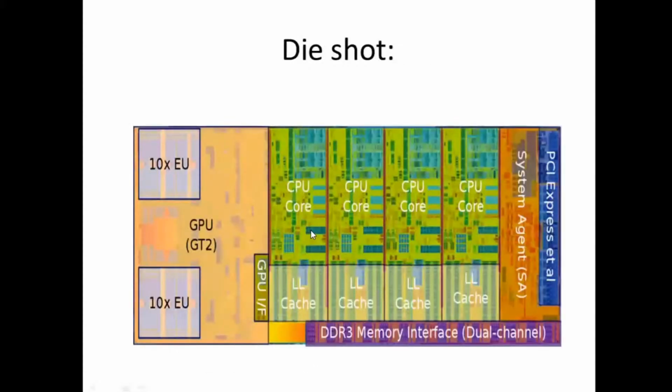We can see the various cores of the processor, the cache memory and the GPU. It is the graphic processing unit.